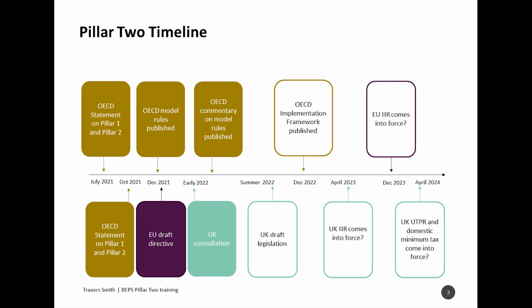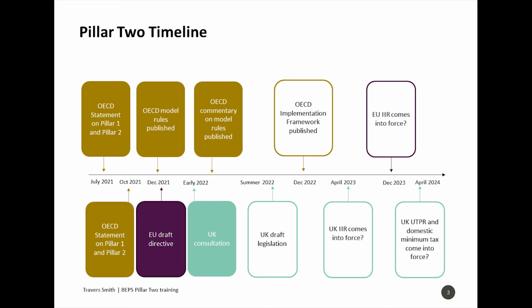We did not see any detail until December 2021 when the OECD model rules were published. That was followed swiftly by an EU draft directive, and in early January 2022, the UK published its consultation on the implementation of Pillar 2 into UK law. It wasn't until late winter, early spring when the OECD published its long-awaited commentary on the model rules.